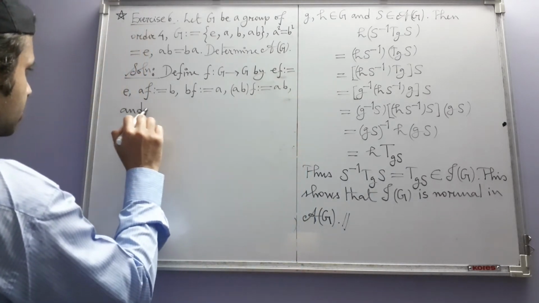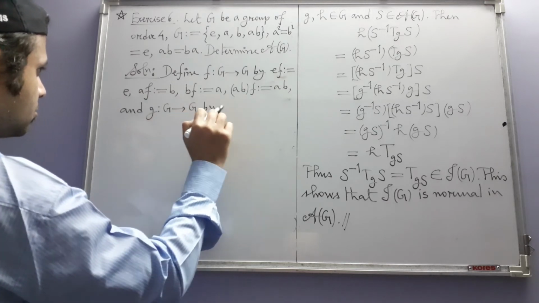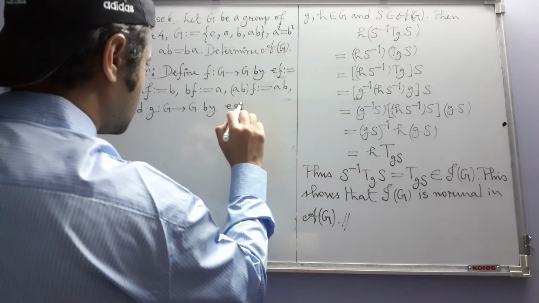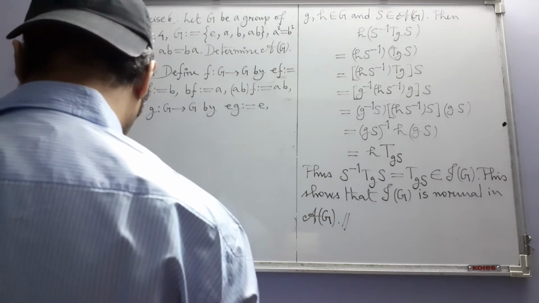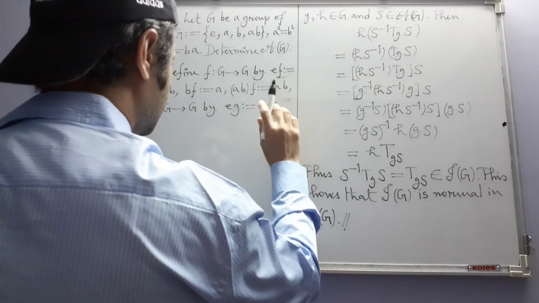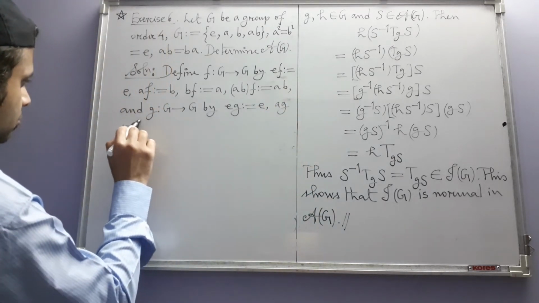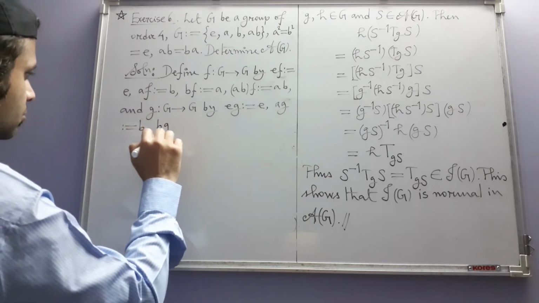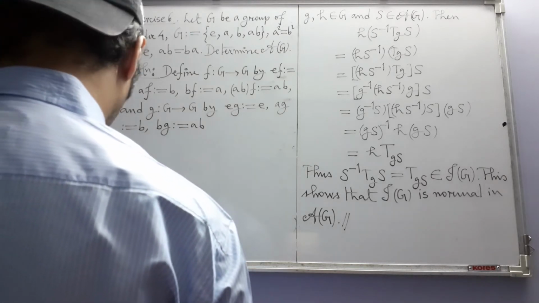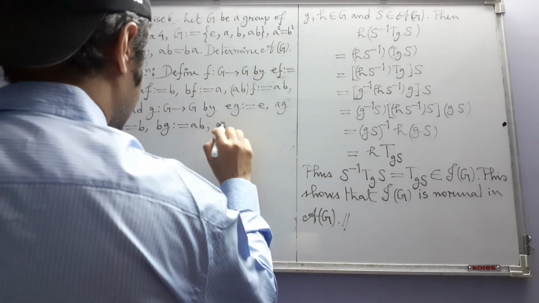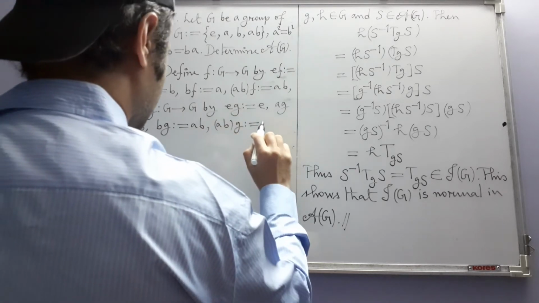And another map, G also from G to G, by these formulas. EG is equal to E, then AG is B, BG is defined to be equal to AB, not A now, and ABG is defined to be equal to A.